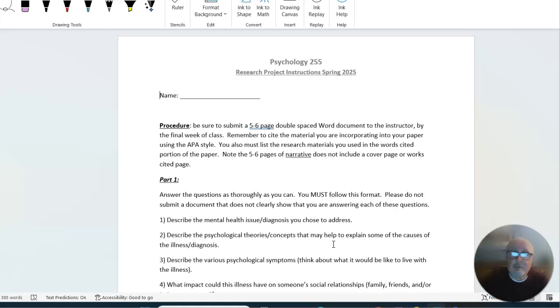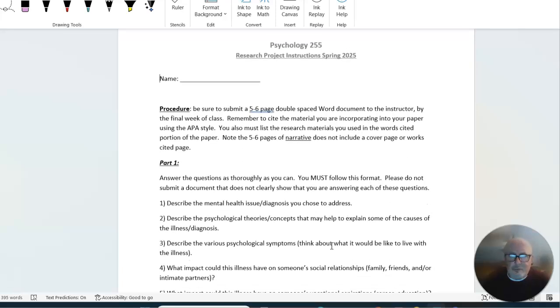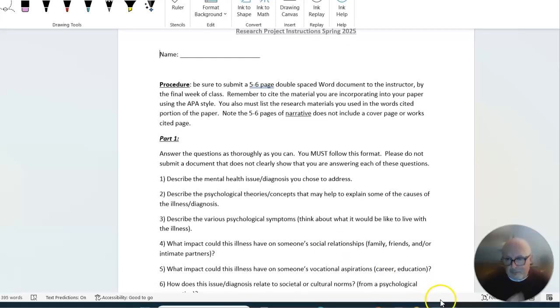I want you to also describe what are more of the psychological symptoms. Like, what do you think you'd have to describe for me? What do you think it would be like to live with this illness? What would it be like to walk in someone's shoes who has this particular illness?